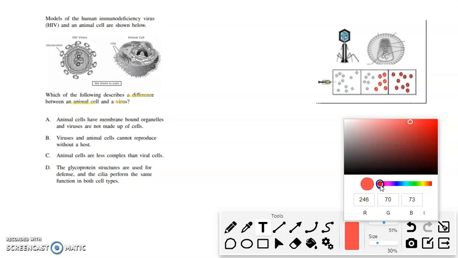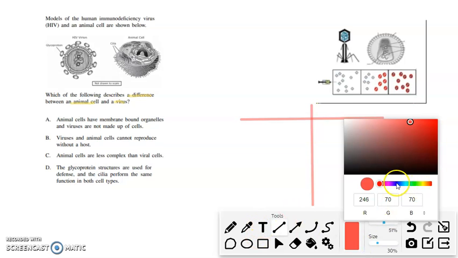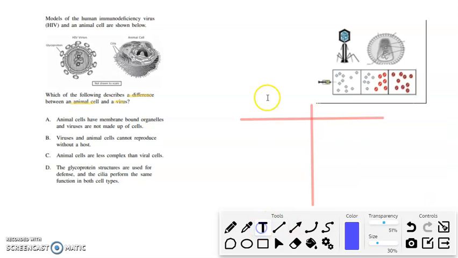Let's switch over to another color because I am going to be comparing a virus to an animal cell. Okay, so I'm going to switch to another color. That will be what I'm going to be writing. We're comparing our HIV virus to my animal cell. Now, my animal cell is a eukaryotic cell. Okay, we have animal cells, so we have eukaryotic cells.